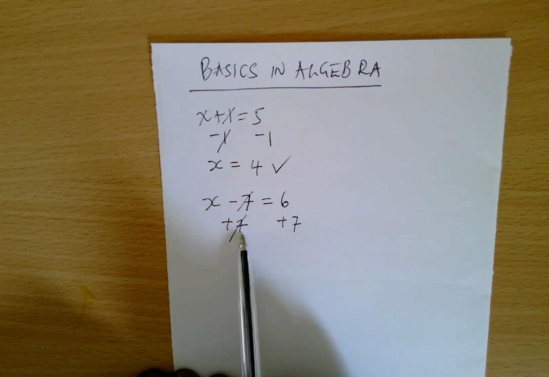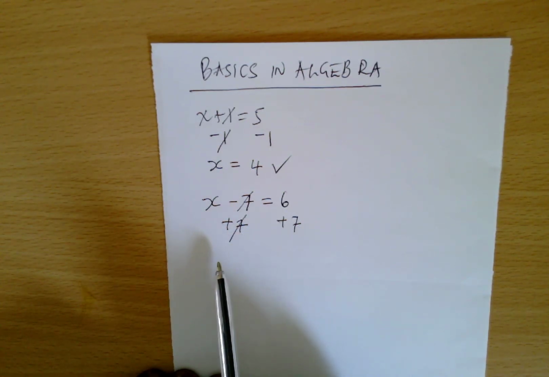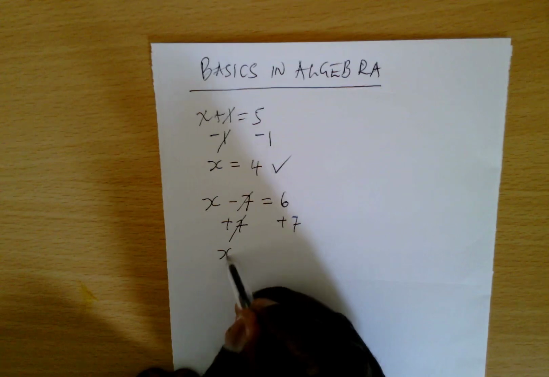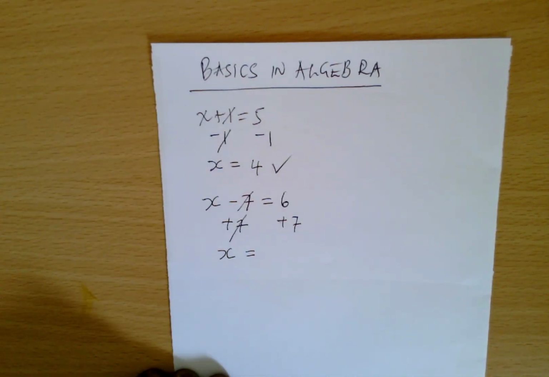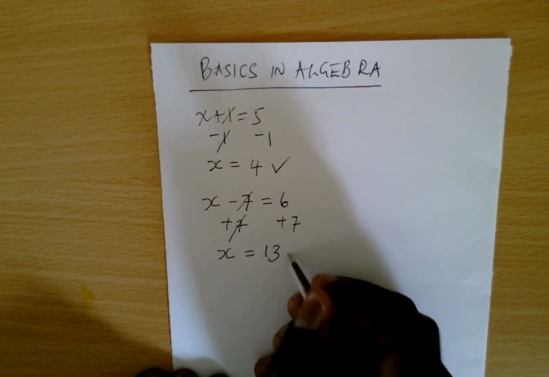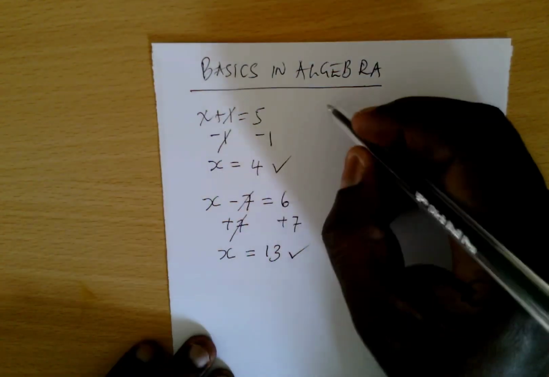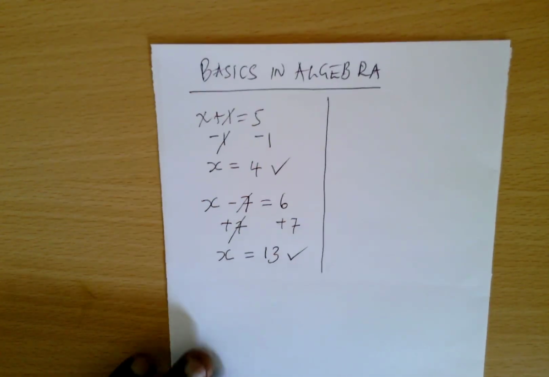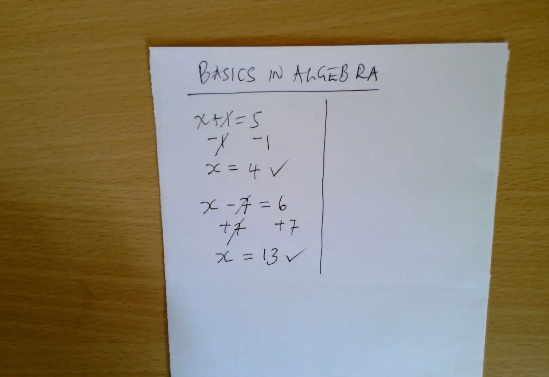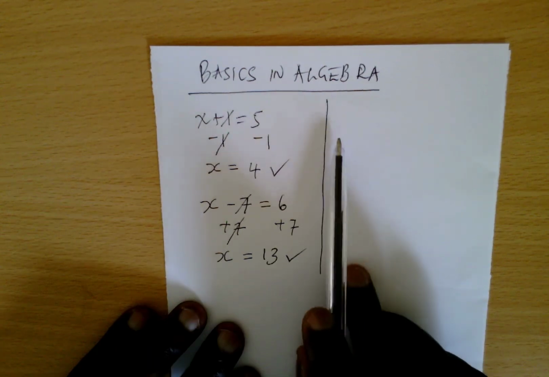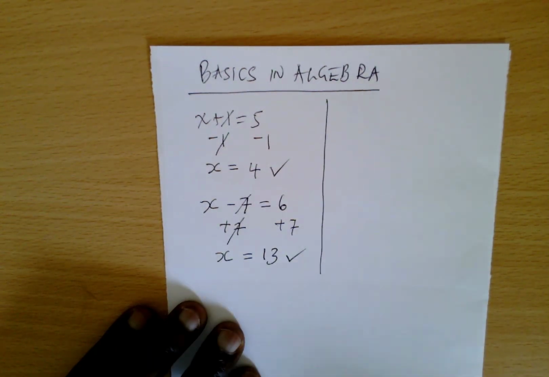we have minus 7 plus 7, it gives us a 0. So on the left hand side we are left with x. On the right hand side we have 6 plus 7, which is 13. So that's also correct. We have found our x. Okay, so these are simple basics of algebra that you really need to master first time, such that you don't make any errors as things get a little more complicated.